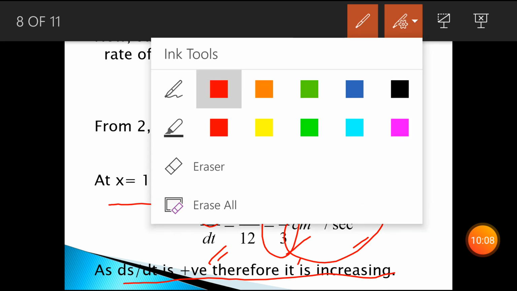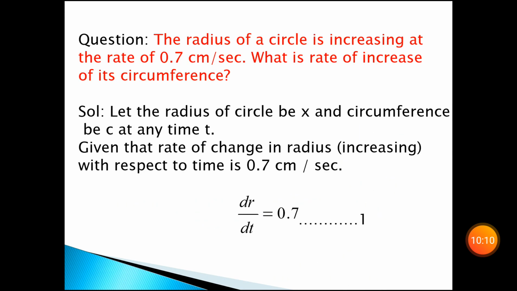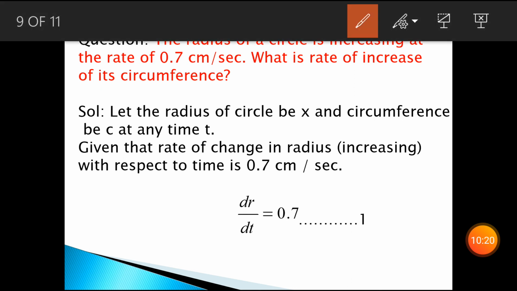Now you see one more example. The radius of a circle is increasing at the rate of 0.7 centimeter per second. What is the rate of increase of its circumference? Again very easy. See, first of all you just write whatever is given. In this what is needed? Let the radius of the circle be r and circumference be c at any time t.